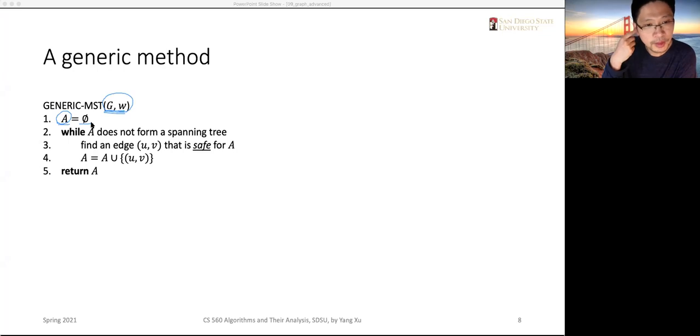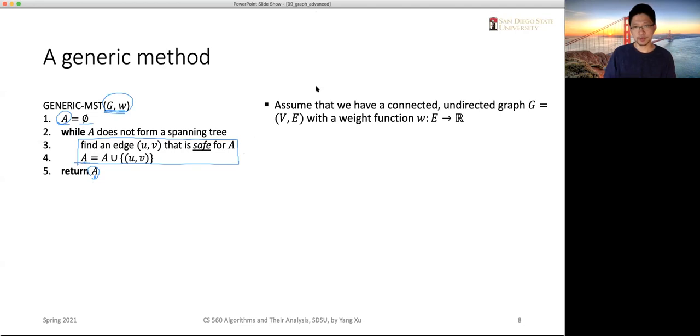It will use a while loop to carry out some steps to grow the set A. After the while loop terminates, it will return the set as some minimal spanning tree. So lying at the core of the algorithm is the while loop. What is done in this while loop is that it will try to find some edge from U to V. Here the underlined word is "safe". The standard this algorithm needs to follow is to find some safe edge, which is safe for the set A. If that edge is safe, then it will be added to A.